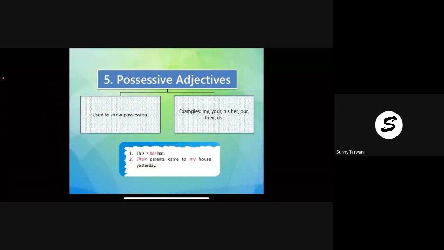See, this is her hat. So the hat belongs to her. She is the owner of the hat. So her shows the possession. Whom does the hat belong to? Her. Their parents. Whose parents? Their parents. And came to my house yesterday. Whose house did they come to? My house. So the house belongs to me. So these adjectives which are given in the box, they show the possession. The class is theirs. Like that. So theirs is also possessive.